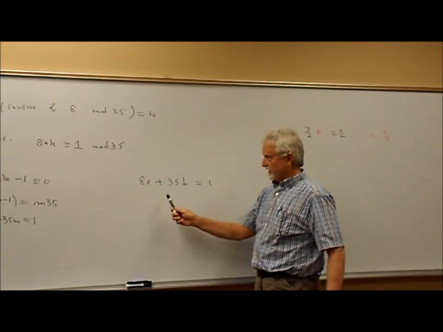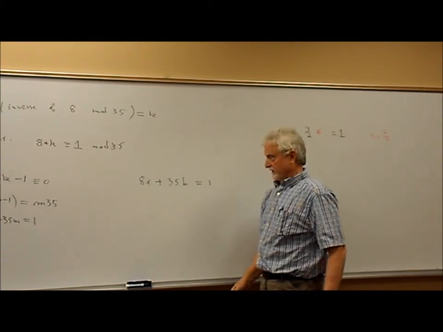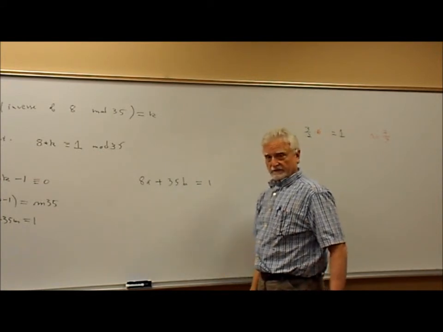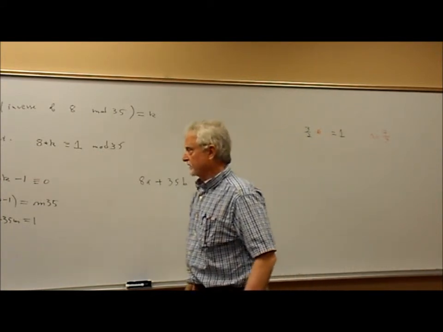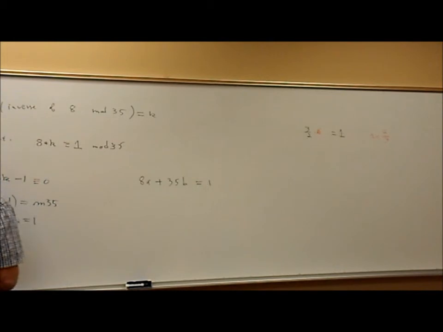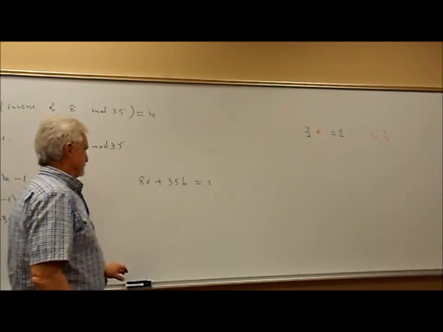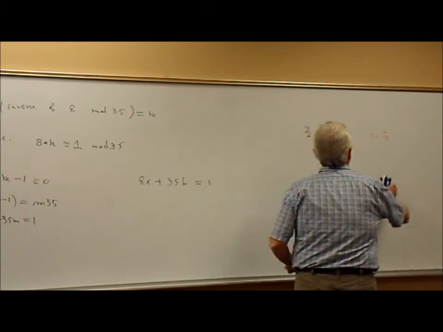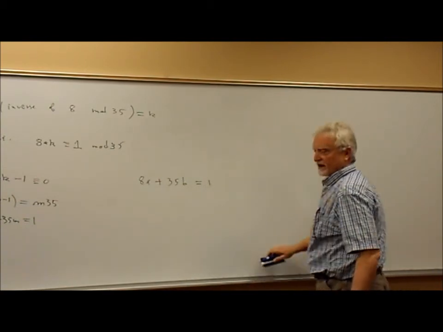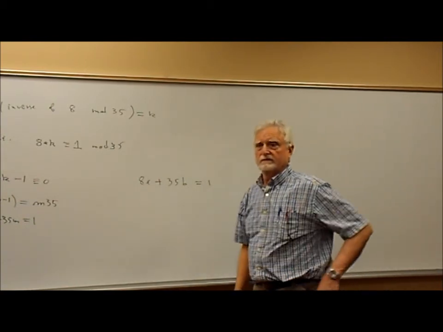There's an algorithm for calculating them in there somewhere. And you need to find a and b. And the b is the one that's going to turn out to be the multiplicative inverse of 8. Actually, it'll be minus b, but whatever.